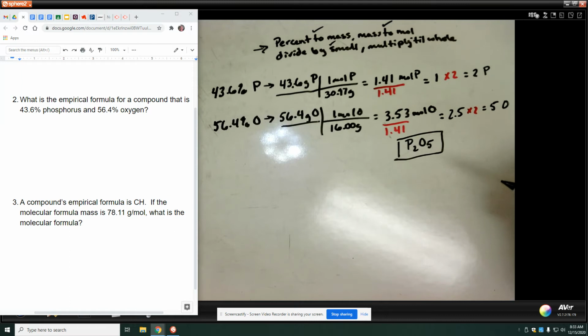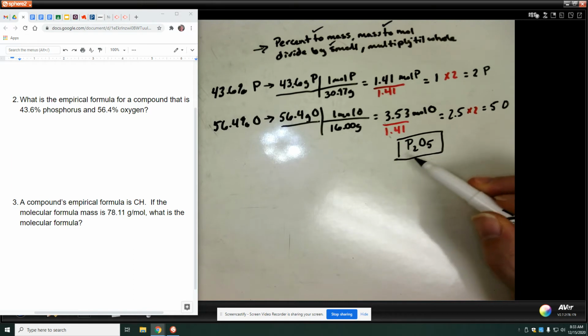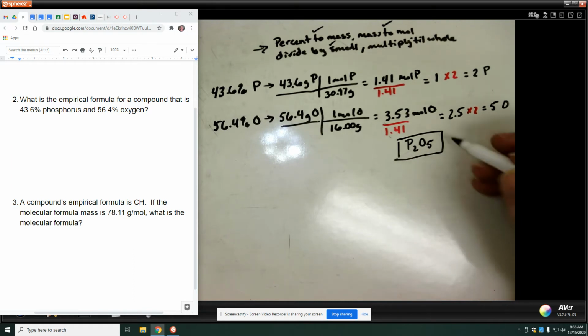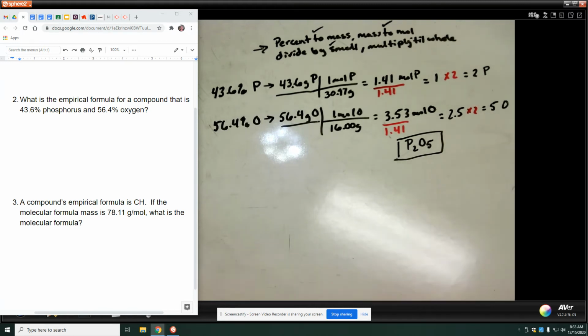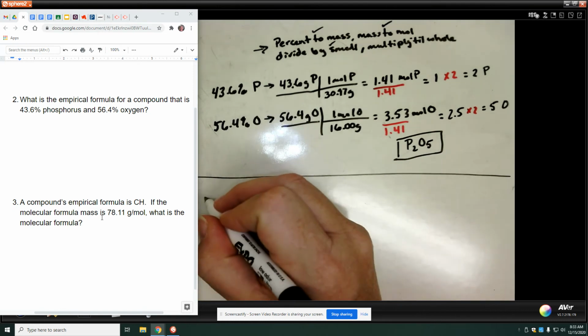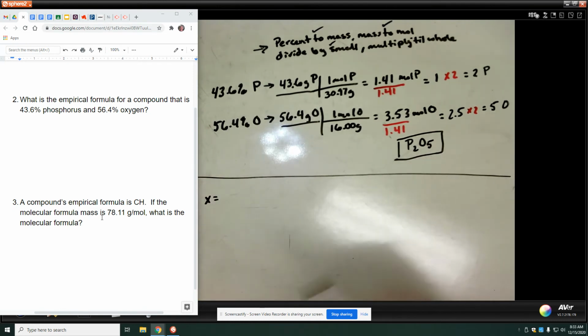Now, a molecular formula, just to give you an example, is some multiple of this, something I've multiplied the subscripts by. If I multiply both of these subscripts by 2, I get the molecule P4O10. So this would be a molecular formula, and this would be its empirical formula. What we're going to do next is this problem that has to do with finding our molecular formula. To find it, we're going to find this little X factor, which is what you multiply all the subscripts by.